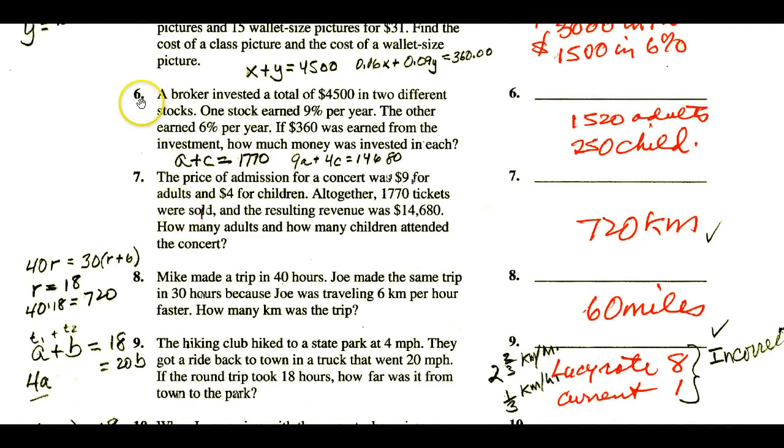All right, number 6. A broker invests a total of this much in two different stocks. So X plus Y are your two different stocks. He invested this much. One at 6%, the other at 9%, and he earns this much interest. We have done some like this before. There are your two equations.